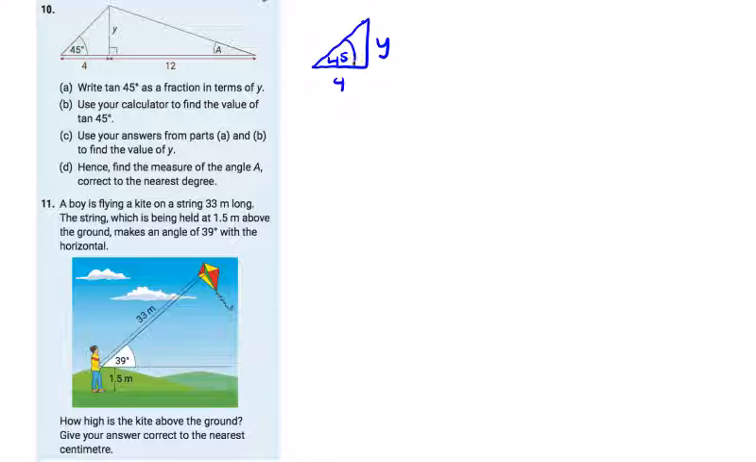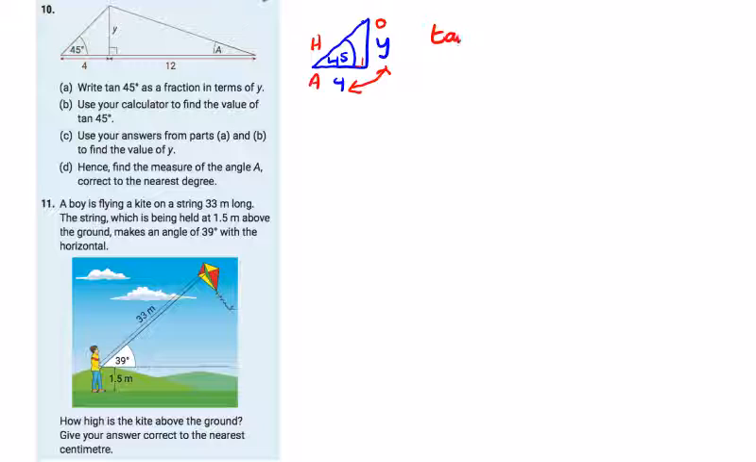And what I tell you to do, I always tell you to label the triangle. H and A touch off the angle, and H is the longest side. Got my right angle in. So O is here. So we have a Y and we have a 4. So we're asked to write tan 45 as a fraction in terms of Y.